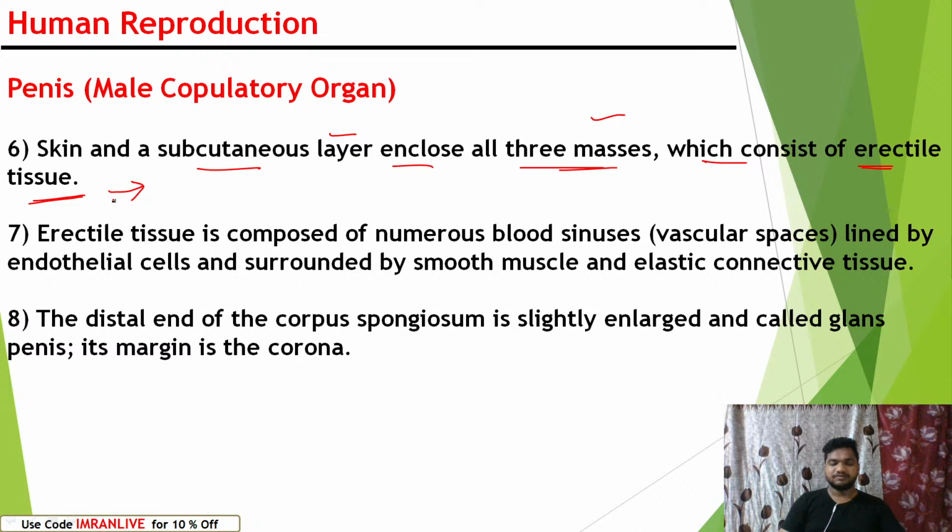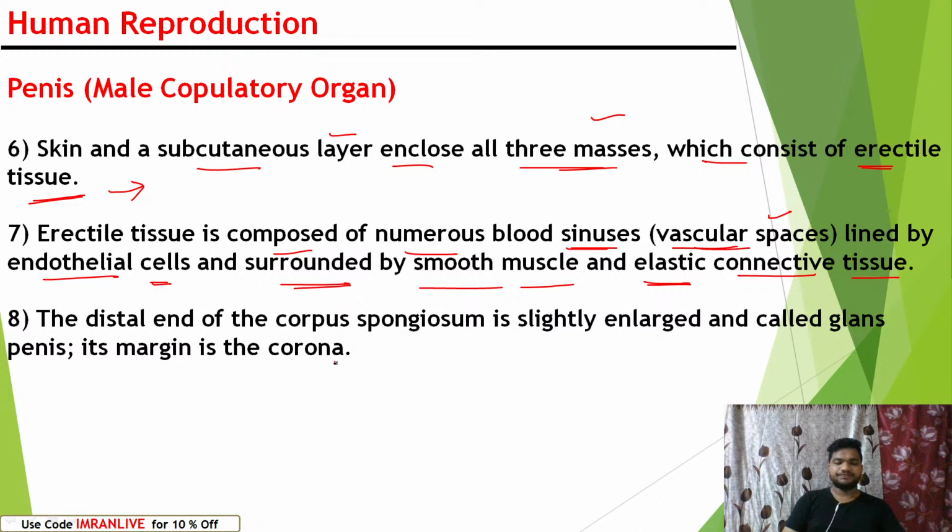The brain stimulates the release of testosterone, and it also stimulates the erection of the penis to a longer size. So they are made up of erectile tissue, which helps in elongation during sexual intercourse. Erectile tissue is composed of numerous blood sinuses. That means they are made up of vascular spaces lined by endothelial cells, surrounded by smooth muscle, and made up of elastic connective tissue. So these are the reasons why the penis is able to stretch to a long size, right? It is made up of highly muscular tissue.